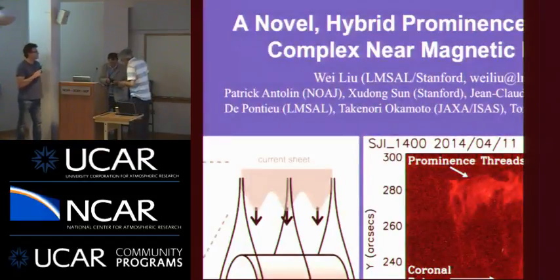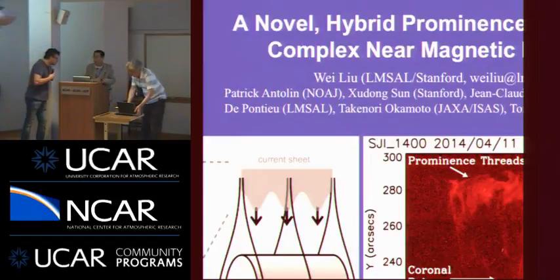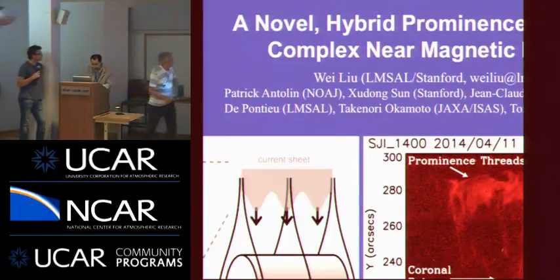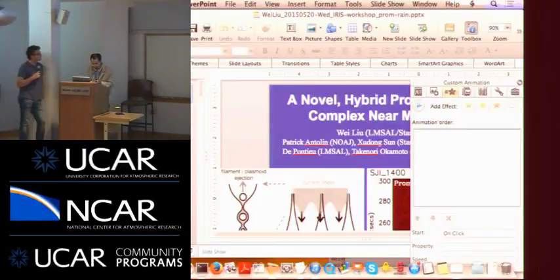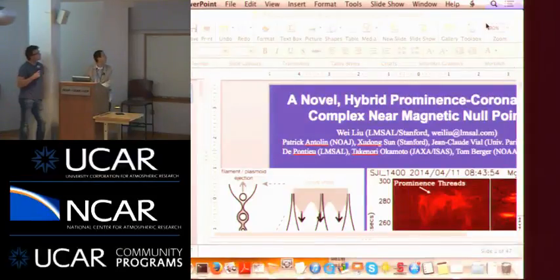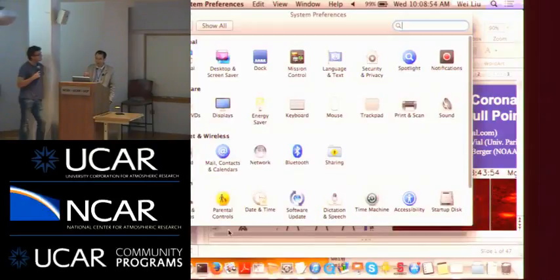And our next speaker is Wei Lu. His title isn't fully visible. I think you need to reset the... He's going to talk about prominences, but I can't read his full title, even though I'm a co-author on this, apparently. A novel hybrid prominence corona ring complex in the neighborhood of null points.